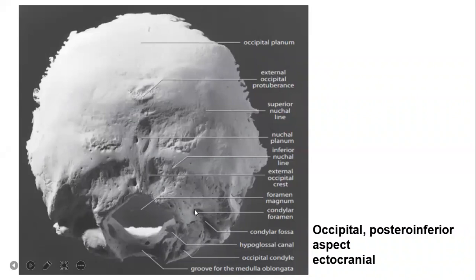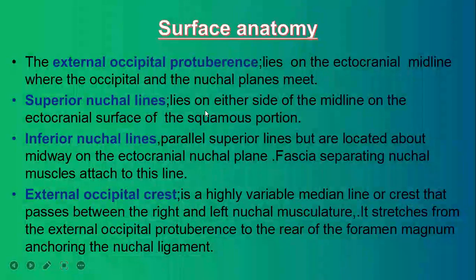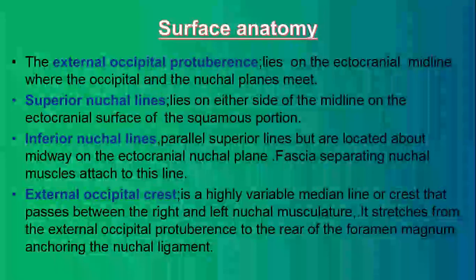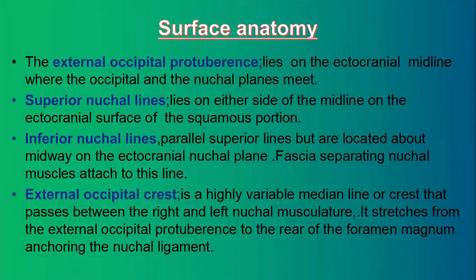We have the condylar foramen, which lies here. Then the condylar fossa is identified there. Then we have the hypoglossal canal, then the occipital condyle, and finally the groove for the medulla oblongata. This is the posterior inferior aspect of the occipital, ectocranial, which means the external surface of the occipital. The external occipital protuberance lies on the ectocranial midline where the occipital and nuchal planes meet. The superior nuchal line lies on either side of the midline on the ectocranial surface of the squamous portion. The inferior nuchal line parallels the superior line but is located about midway on the ectocranial nuchal plane, and fascia separating nuchal muscles attaches to this line.